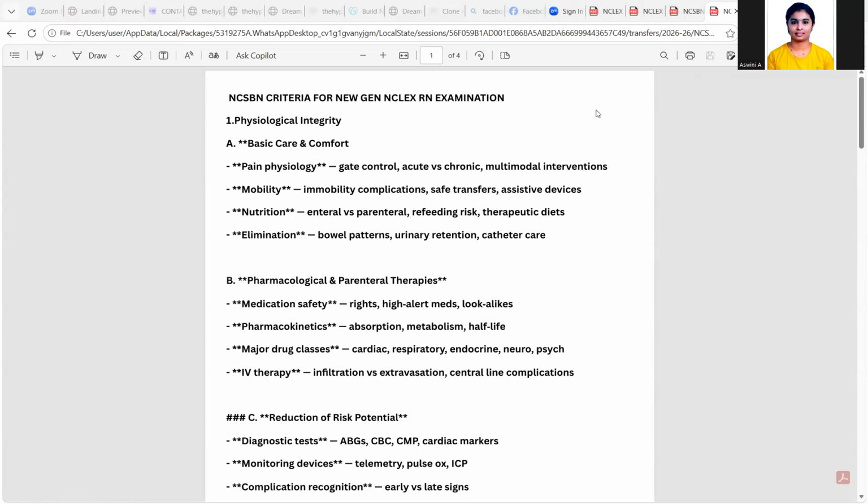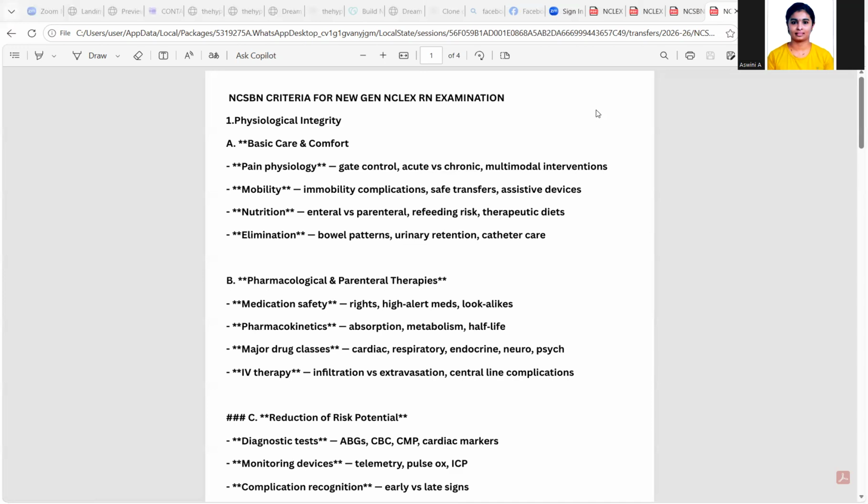Sometimes if the question is about identifying a complication, that will come under risk reduction. Some questions which promote the safety of the drug, that means the drug related questions, mainly come under pharmacological and parenteral therapy. And some questions like ICD, ostomy care, nutrition will come under basic care and comfort.